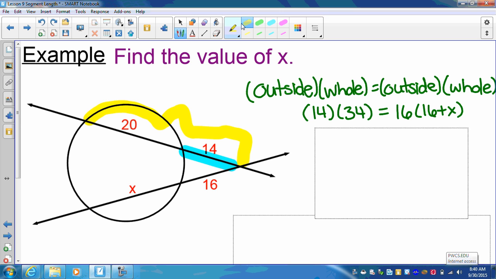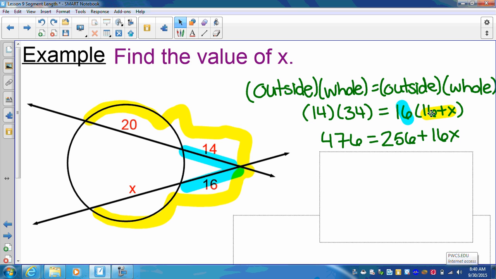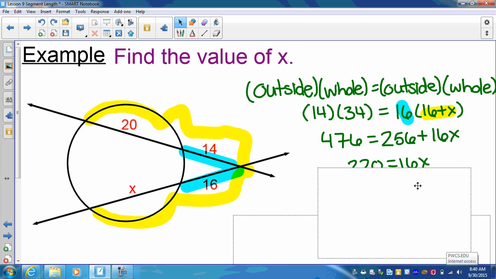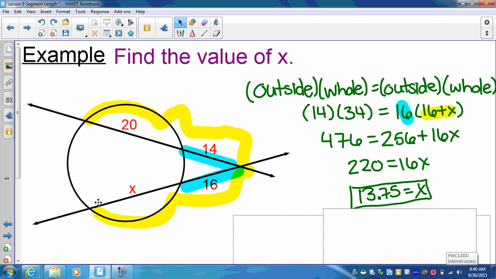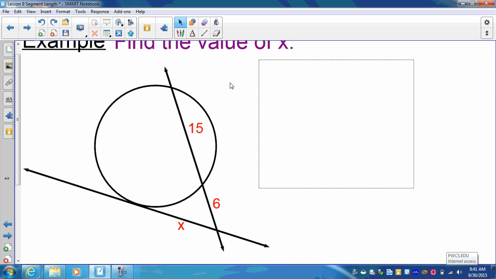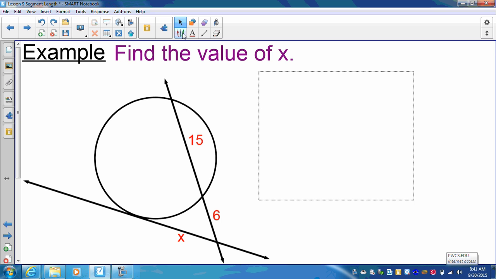Similarly, I have the outside of this bottom secant, which is 16. That goes here. And the whole thing is 16 plus x. So that's how we get this 16 plus x, and we put it in parentheses because it represents one value. So now we'll distribute the 16. So 16 times 16 and then 16 times x. And we can just solve that equation to find that this inside piece is 13.75.